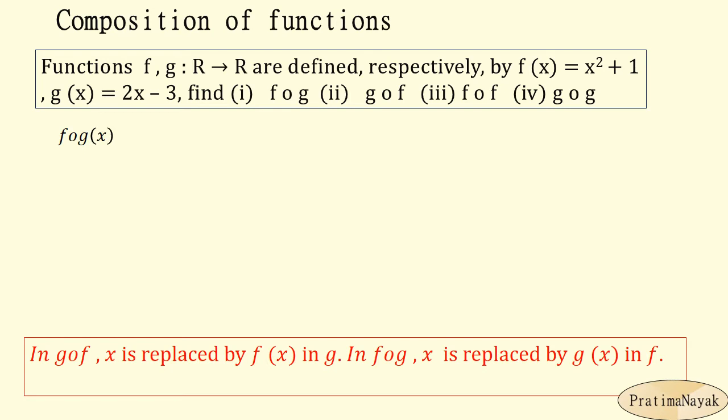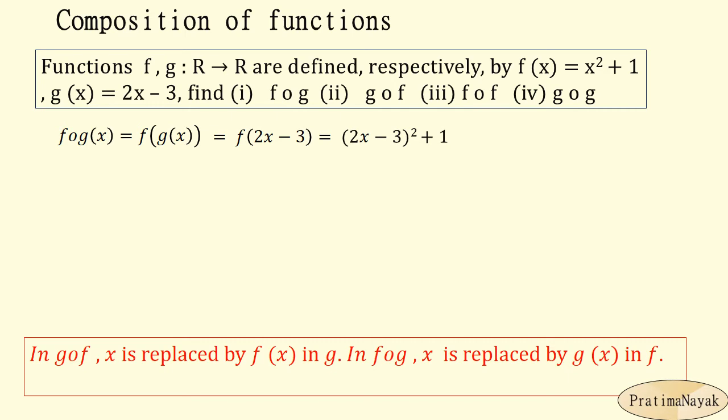So f of g(x) is equal to f of g(x). In place of x, we'll put the whole g(x). So it will be (2x minus 3) whole squared plus 1. In place of x, we put 2x minus 3.